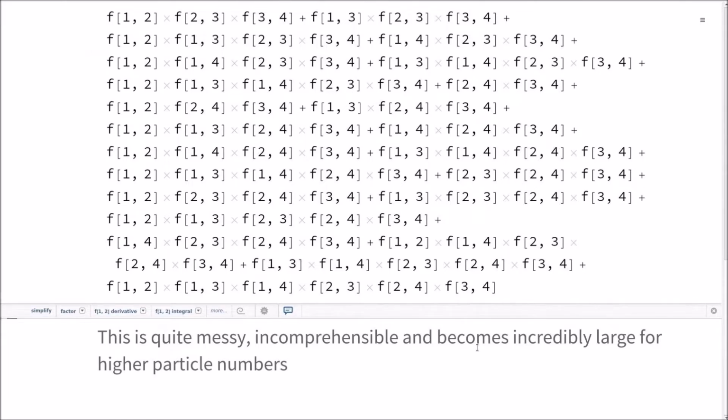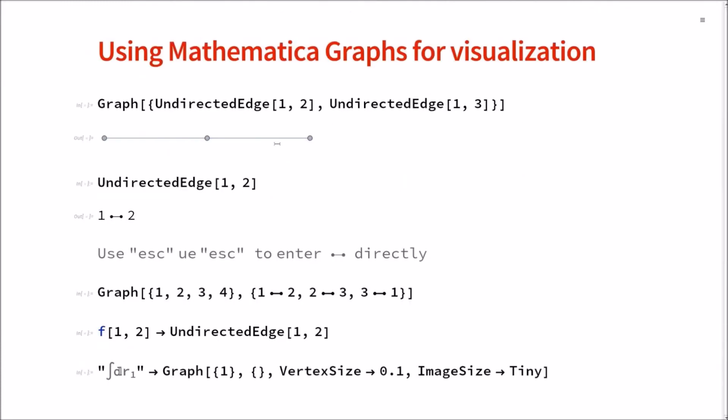So what we can do to simplify this, one way is to use graphs, and these graphs are built into Mathematica and have nice functionality which represents this mathematical expression quite nicely. So what is a graph? In Mathematica, it's simply a collection of undirected edges in its basic representation. So we have here 2 undirected edges, connecting 1 and 2 and 1 and 3.